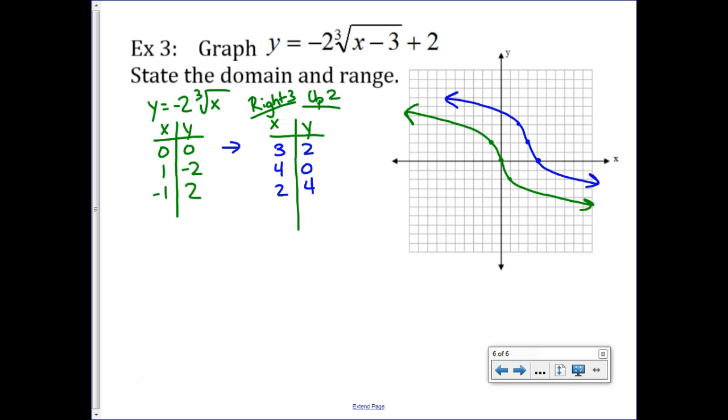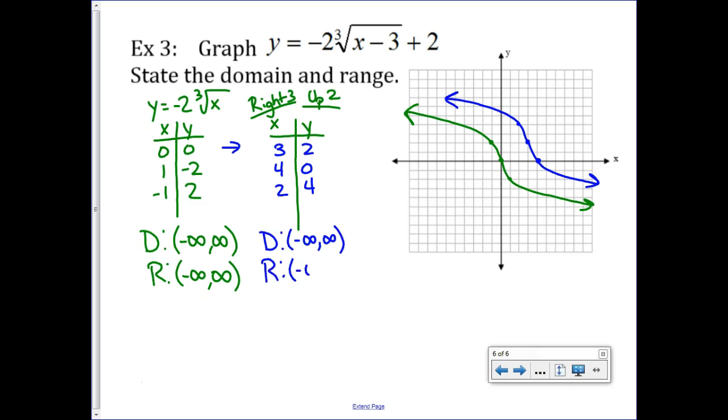All right, let's talk domain and range. So domain of our original: well, it looks to me like there are no restrictions. I can plug anything I want into the original, and I'm going to get any value out. So that means when we've translated it, there are also no restrictions. So negative infinity to infinity, or all real numbers on both of these.